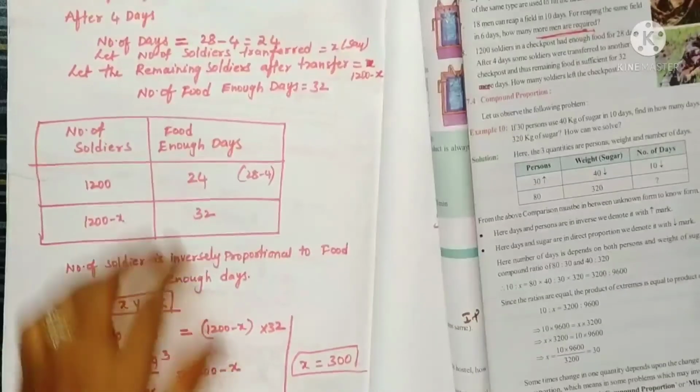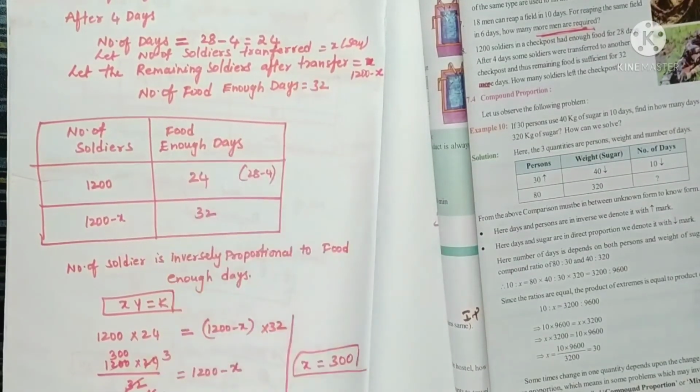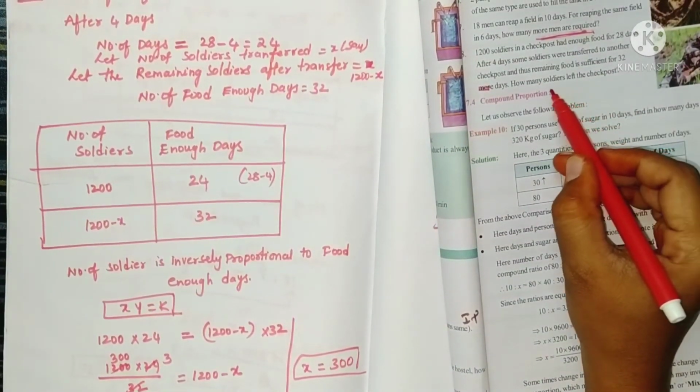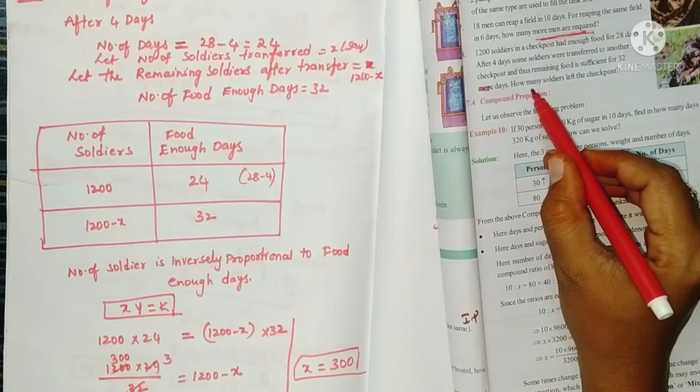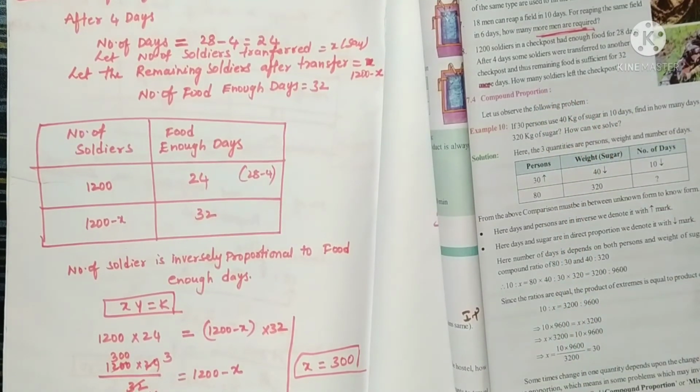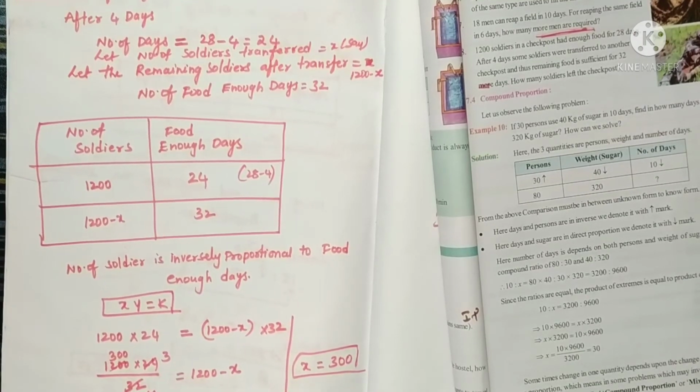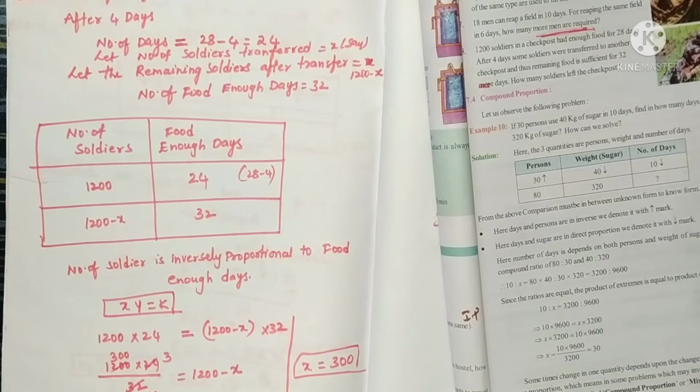What is this x? The number of soldiers transferred. So we want to find out how many soldiers are left in the check post. The number of soldiers transferred is x. So left in the check post means 1200 minus 300. That is 900.